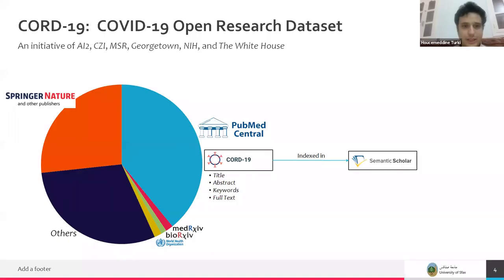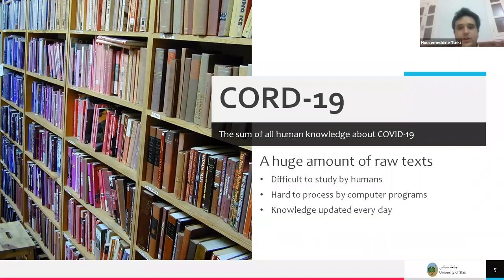So as you already know, CORD-19 is a huge data set of scholarly papers, crowdsourced from many publishers. It includes the title, the abstract, the keywords, the full text, etc. And all this information is growing every day. To track this huge amount of raw text, we need a lot of human resources. And even if we have lots of human resources, it is difficult to process by humans. It is also difficult to process by computer programs without any pre-processing.